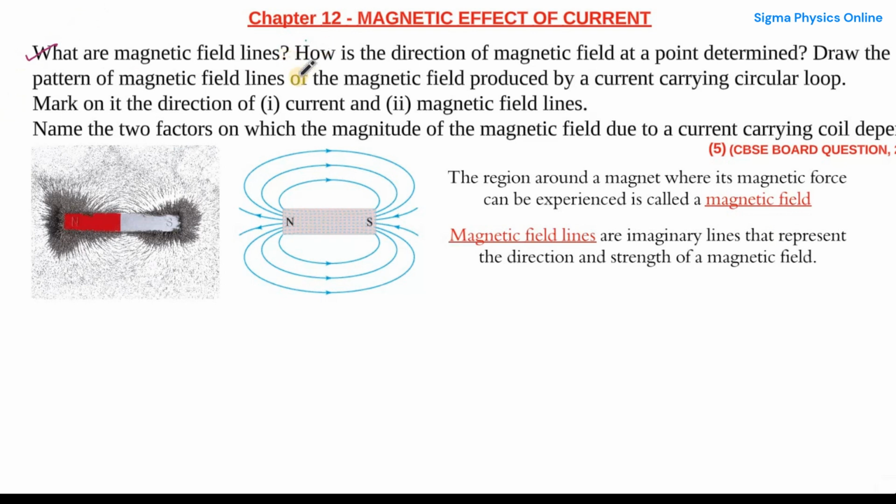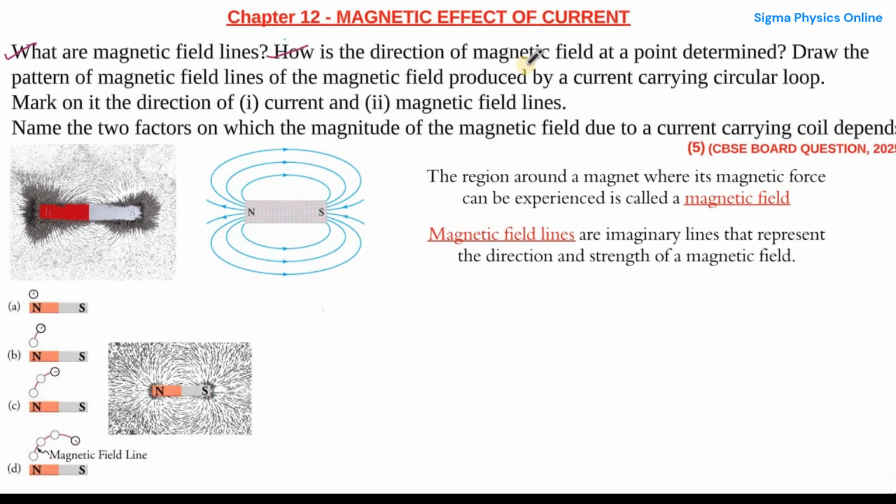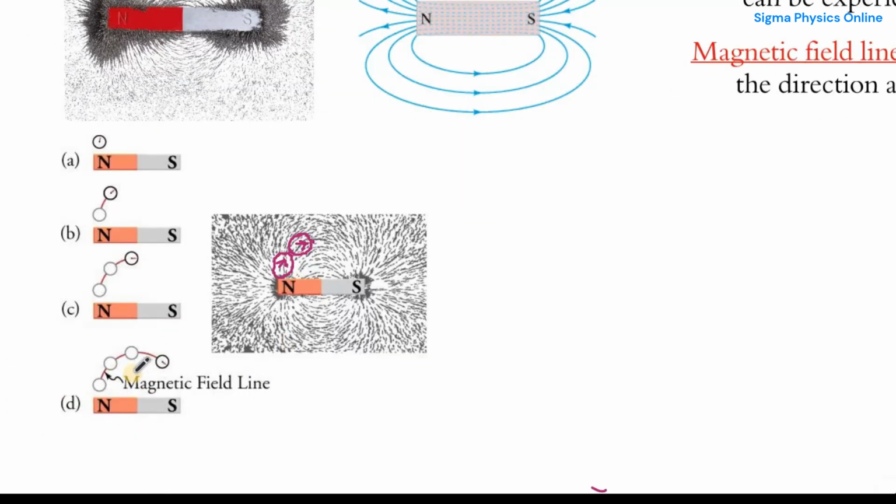Now let's go over to the next question. The next question is, how is the direction of magnetic field at a point determined? To determine the direction of magnetic field at a point, we place a magnetic compass at that point. Let me zoom it for you and show you. We place a small magnetic compass at that point, and the direction in which the north pole of the compass points represents the direction of the magnetic field.